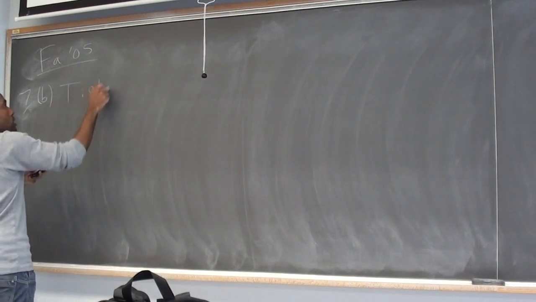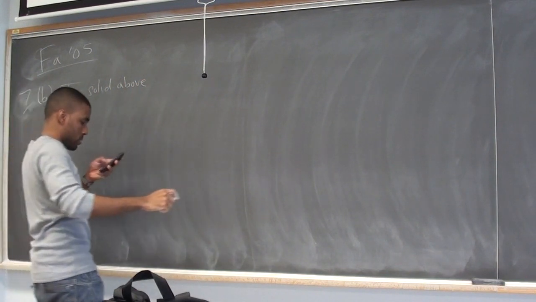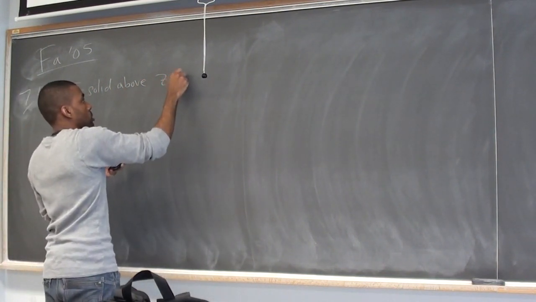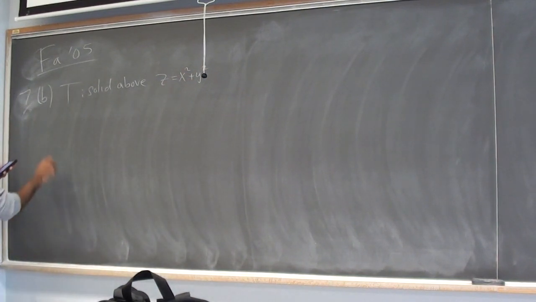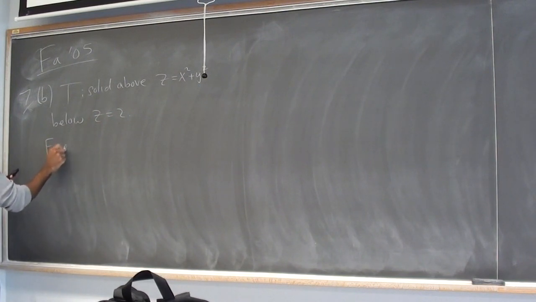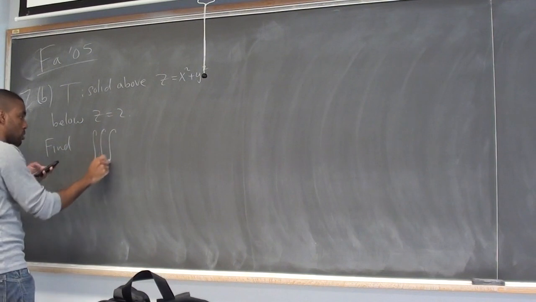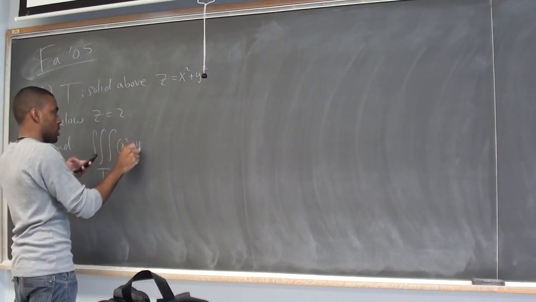Use a solid above x squared plus y squared, below z equals 2. Find the triple integral over the solid of x squared plus y squared.